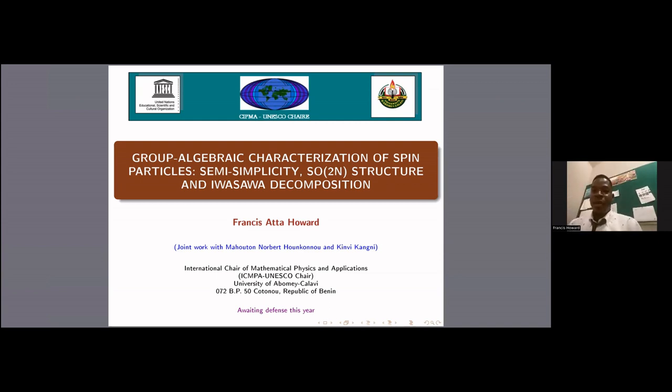I'm actually in the Faculty of the International Chair for Mathematical Physics and Applications in Benin at the University of Abomey-Calavi. This is joint work with my supervisors, Mahuton Norbert Hunkonu and Professor Kanyi Kimbi. I want to look at the group-algebraic characterization of spin particles, and also talk about their semi-simplicity, their special orthogonal structure when it has dimension 2n, and we'll look at some Iwasawa decomposition of the particle.